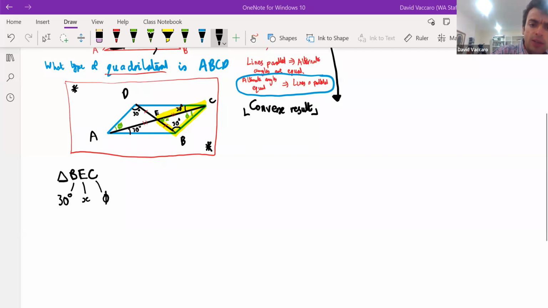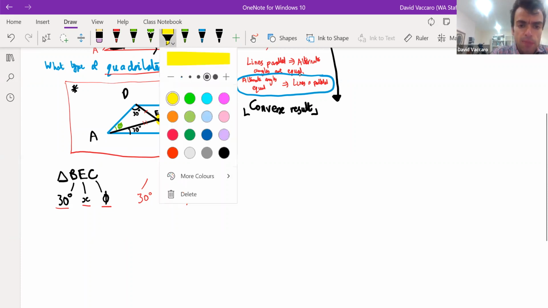So let's look at these angles again. Let's look at these angles 30 degrees, X degrees, and phi degrees. Is there another triangle that is not congruent to BEC, but also has 30 degrees, X degrees, and phi degrees? Okay, put the suggestions in the chat.